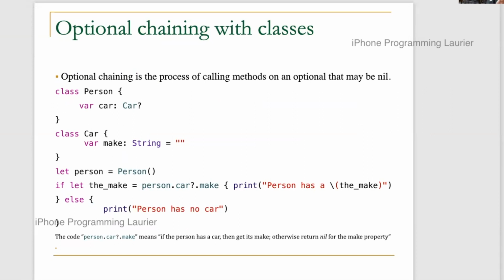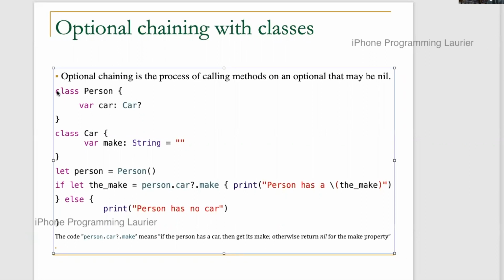And the optional is also protecting you against a lot of problems with the value of a variable. So for example, I'm declaring a class Person, and the person has a variable which is a car, an optional of the object Car. And the class Car has a make, which is a string. So it could be like a Honda, or Toyota, or whatever.